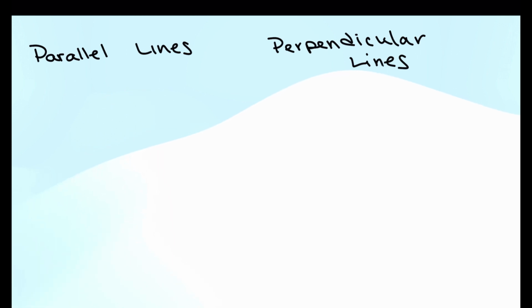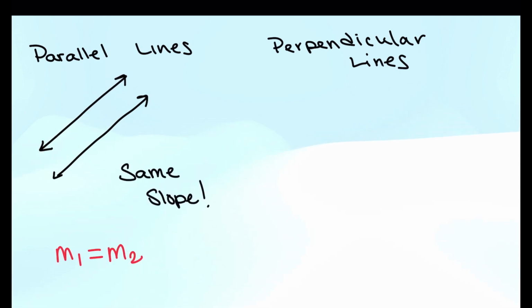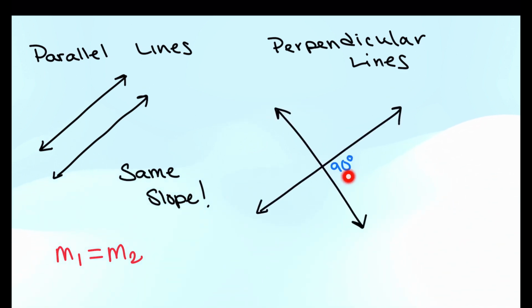Before we move on, I want to define two different types of lines, or two different vocabulary words. We say that two lines are parallel if they never intersect, if they run at the exact same angle, or if they have the exact same slope. Parallel lines always have the same slope. Two lines are said to be perpendicular if they intersect and make a 90-degree angle or a right angle. So perpendicular lines always make a 90-degree angle.